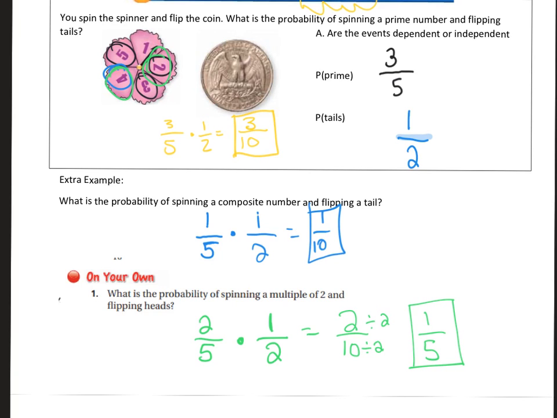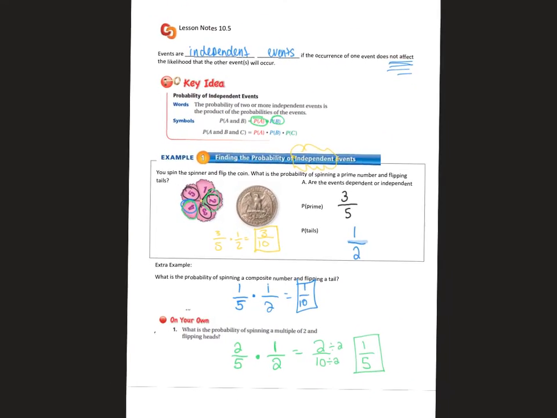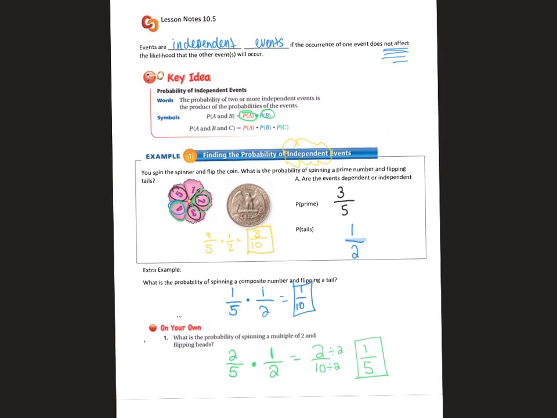Okay, so this video talked about independent events, ones that do not affect the other. You can find the probability of these independent events by multiplying their respective probabilities together.